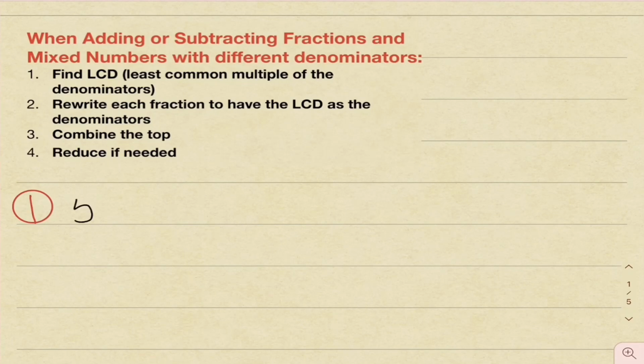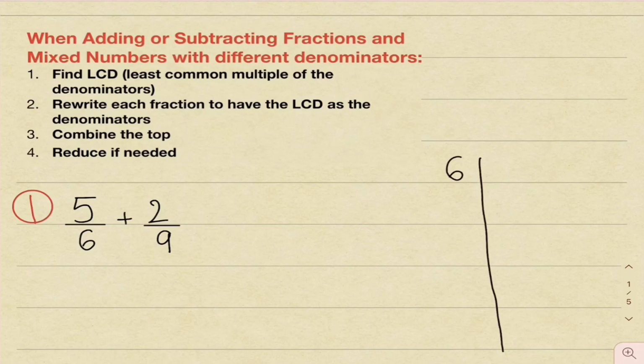Let's say I have 5 over 6 plus 2 over 9. So in this case, I have two fractions adding each other with different denominators. The first thing that I have to do is find the LCD, which is the least common multiple of the denominators. How do I do that? Let me list the multiples of the denominators, which is the multiples of 6 and multiples of 9.